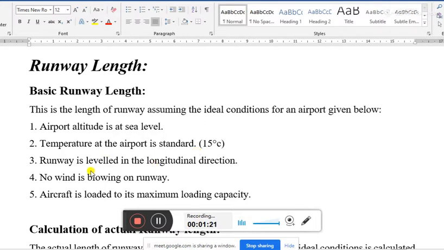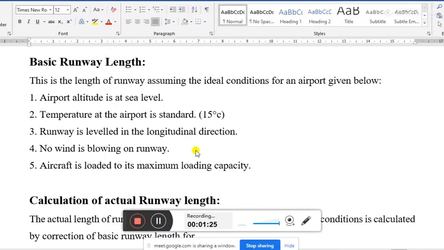Next, the runway is leveled in the longitudinal direction. That means there is no slope throughout the runway. The runway is leveled. Next, no wind is blowing on the runway. That means there is no wind coming from any direction. And the last one is the aircraft is loaded to its maximum loading capacity.